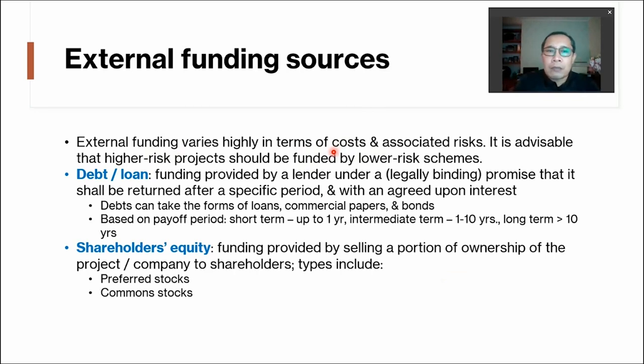For example, if you go to the bank to get a bank loan, then you will need some money for the administrative costs. This is called capital cost. The level of risk also varies widely in external funding schemes, so it is advisable that high-risk projects should be funded by lower-risk schemes, naturally. There are two large categories of external funding resources. The first one is debt or loan. Debt is funding provided by a lender, pemberi pinjaman, under a legally binding promise that the loan shall be returned after a specific period and with an agreed upon interest.